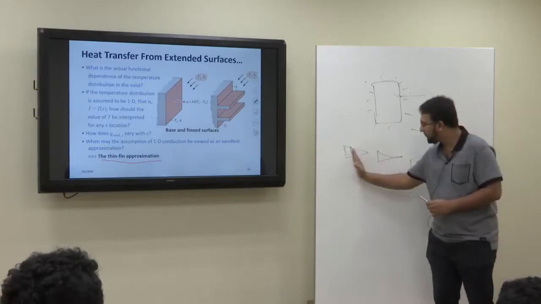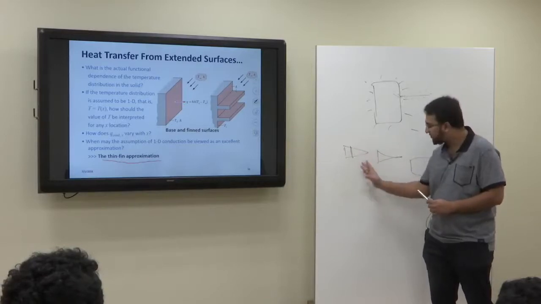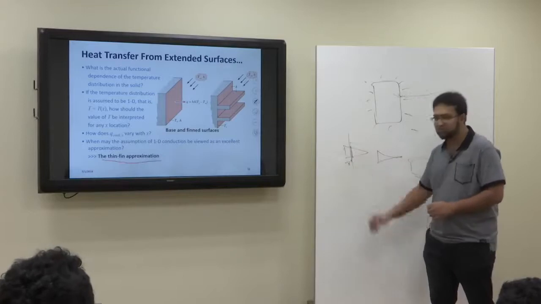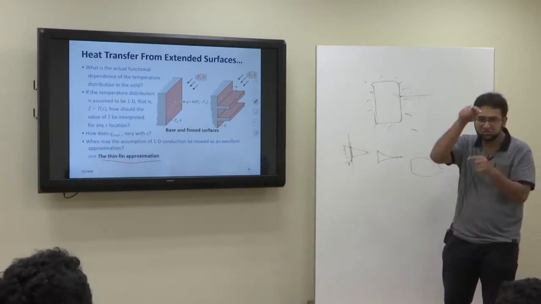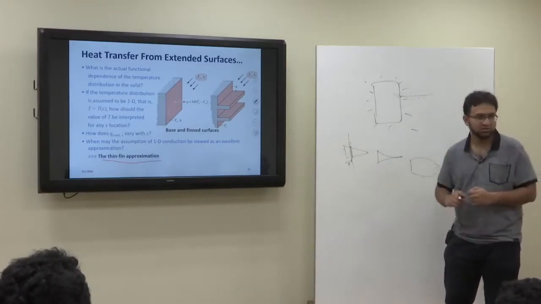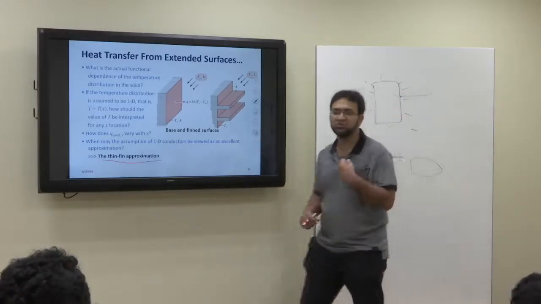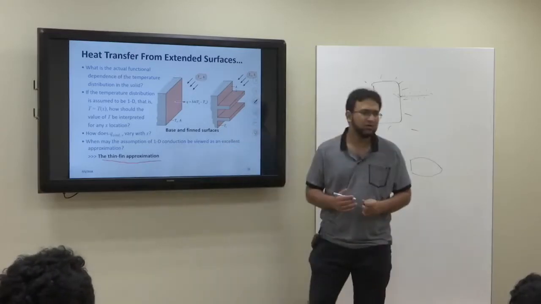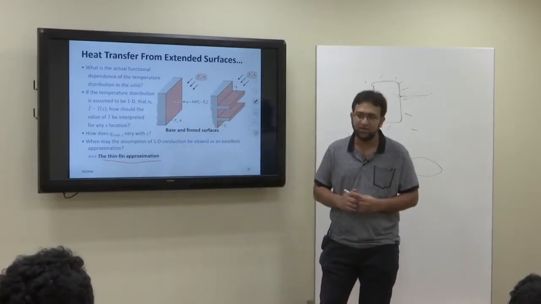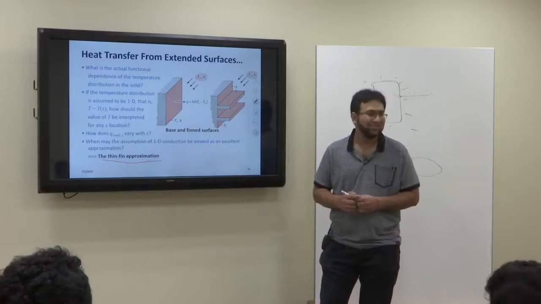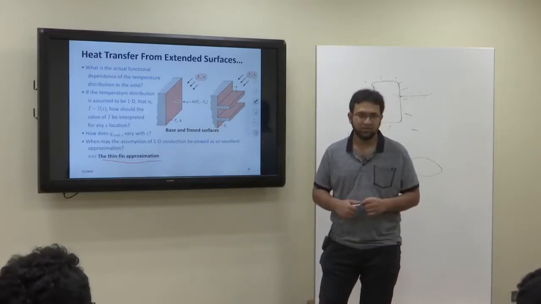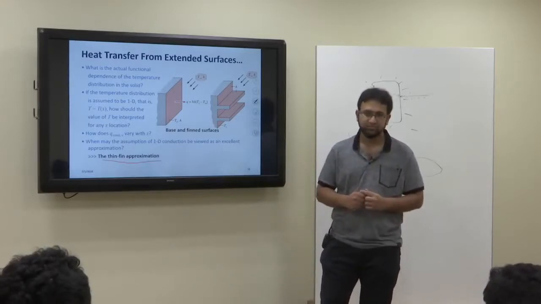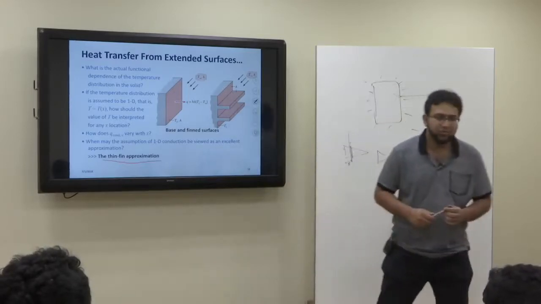Temperature might vary if you change x. But at one value of x, at that one cross section, there is no change in temperature across the length of the cross section. Okay, so this is the thin film approximation. Obviously, in reality, there is still a little change, but that change is really not that significant. Yes, there will be a little error in your analysis, but that error is acceptable, and your analysis is still 99.9% correct. Okay.